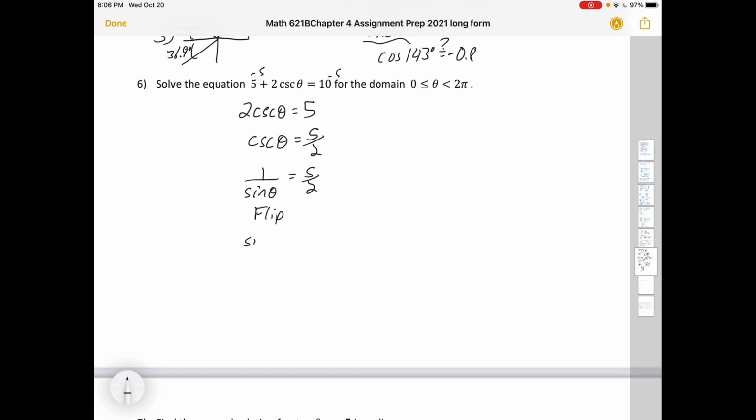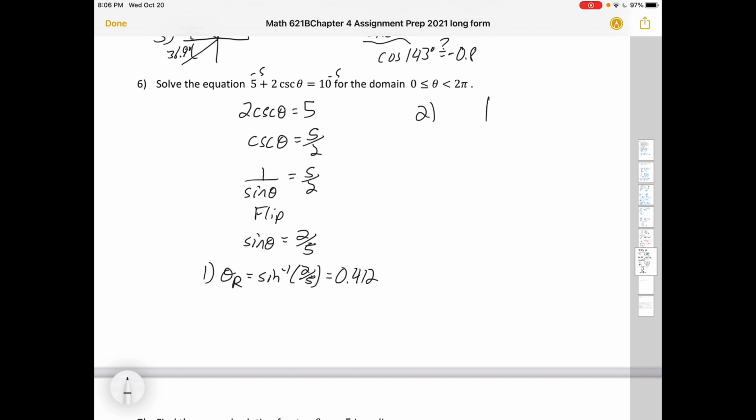And now flip it so that sine's on top. So we get sine theta over 1 is 2/5. In this case, we're ready to get started with our process. Find the reference angle. Inverse sine of 2/5. Don't have to worry about the negatives. I should be in radian mode here. So 0.412 is what I get.